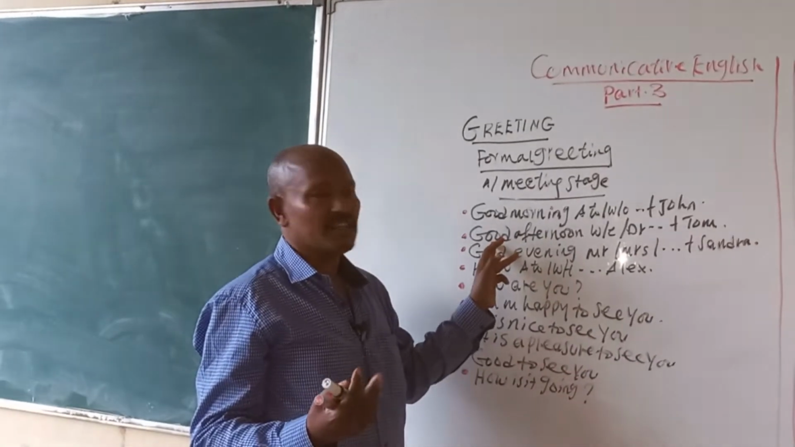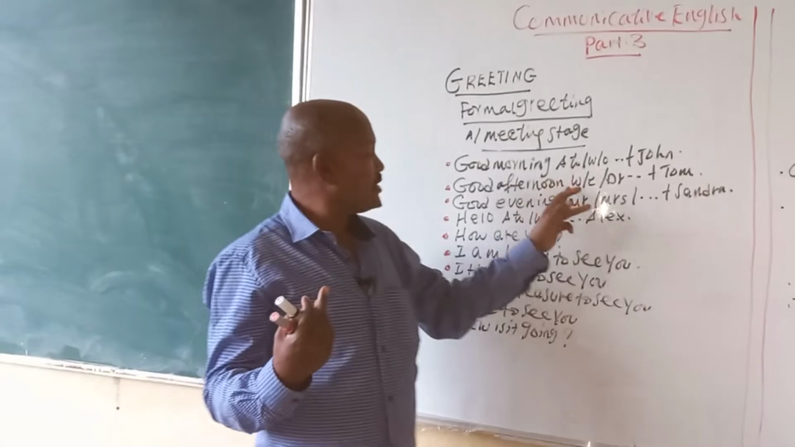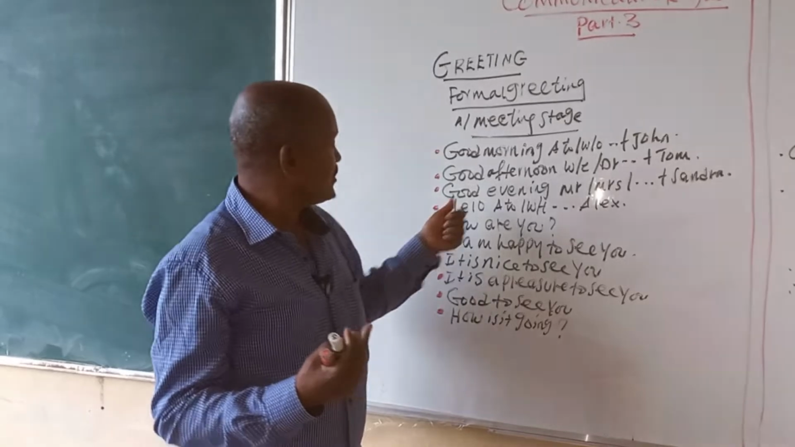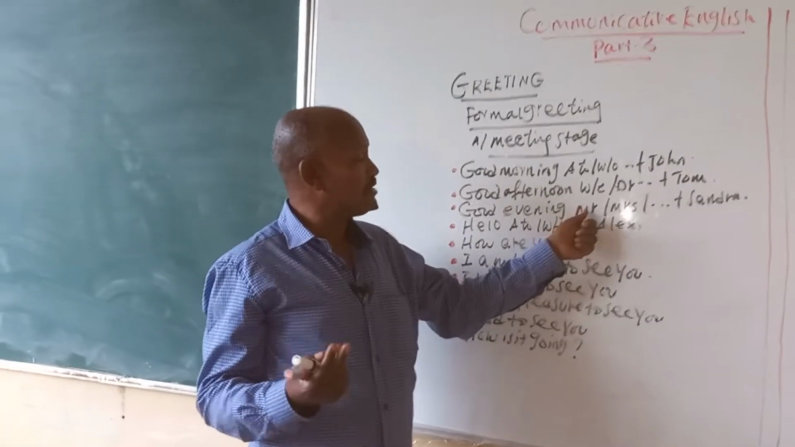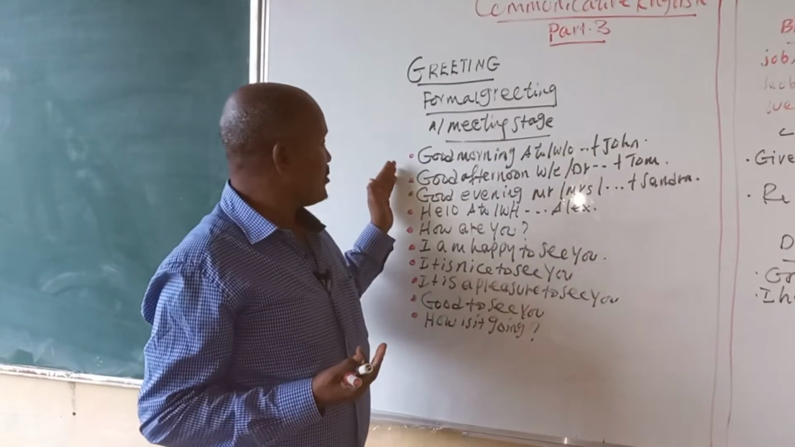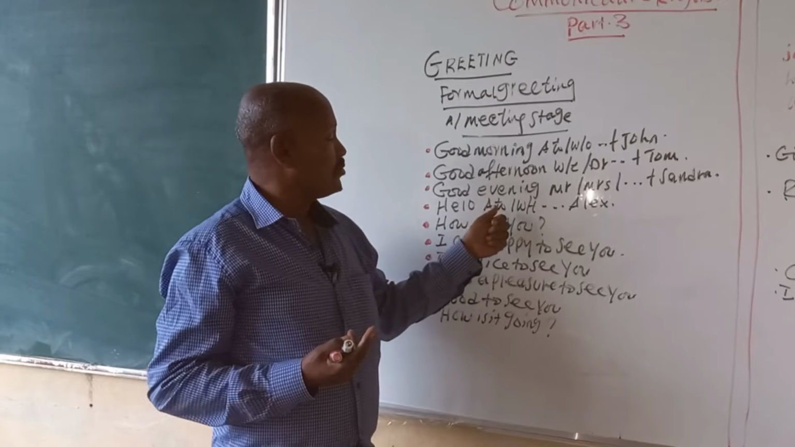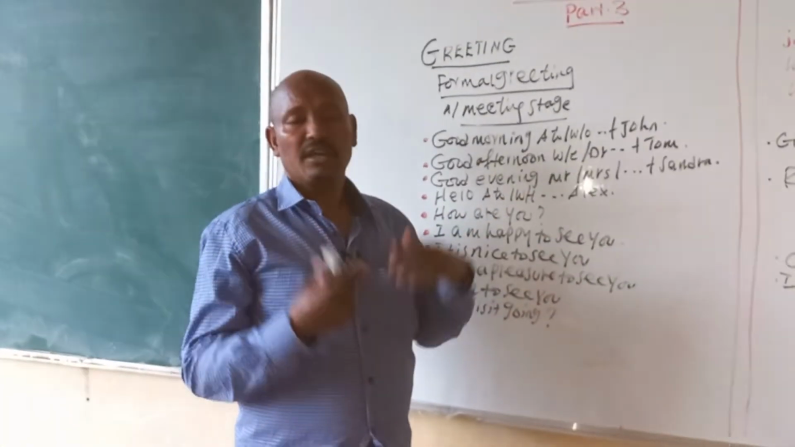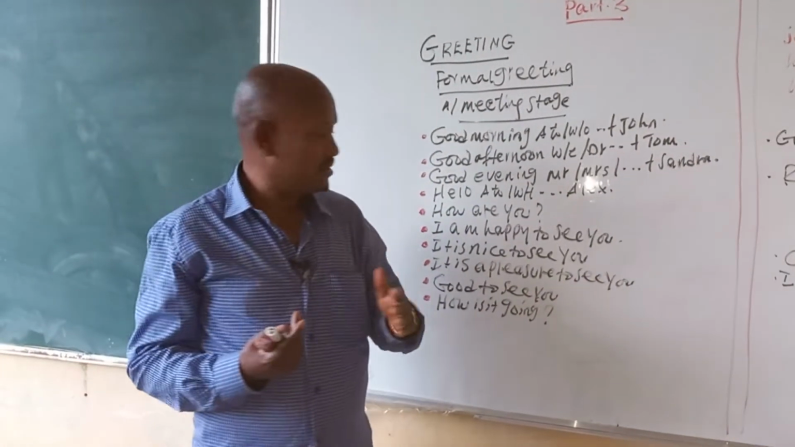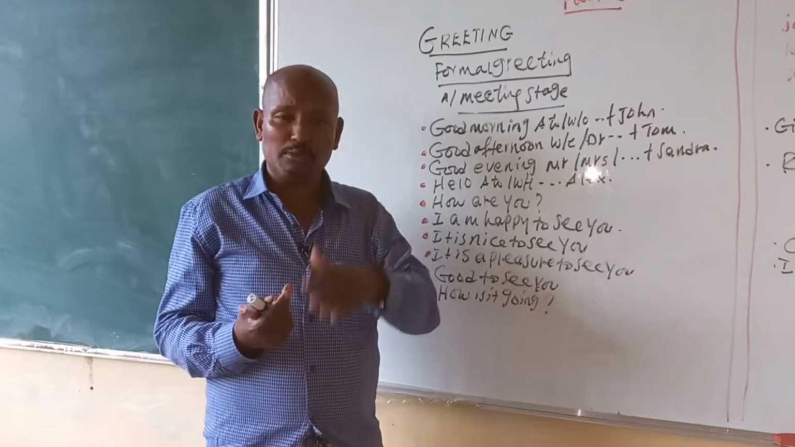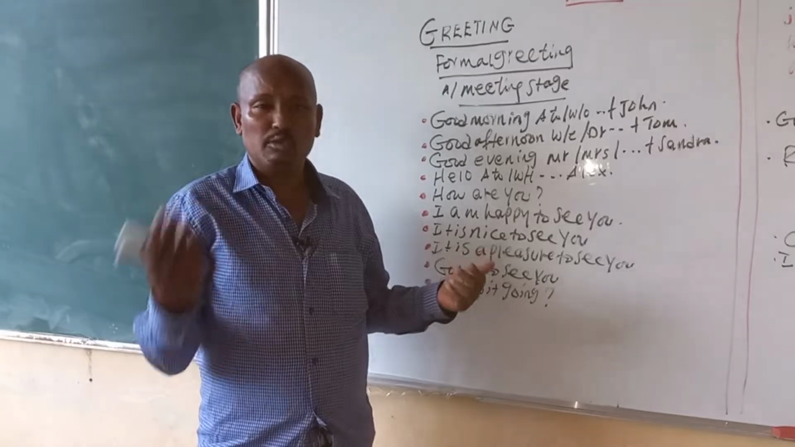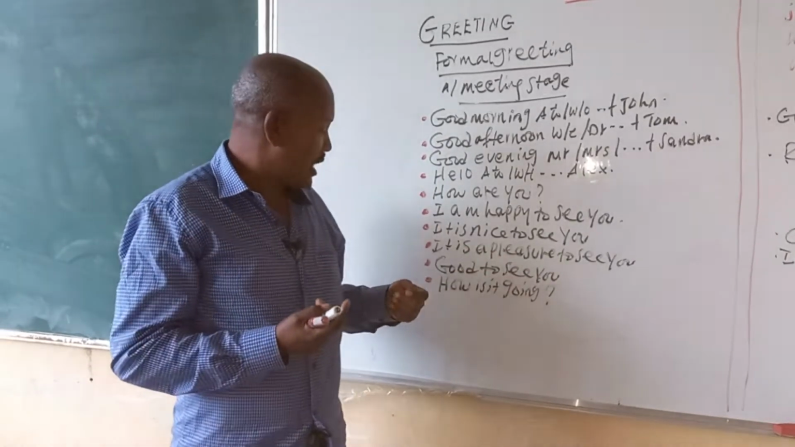And good afternoon, if it is in the afternoon, plus Wezero or doctor plus the name of the person, Tom. And the other, good evening, if it is in the evening, Mr., Mrs., plus the name of the person, Sandra. These are some of the expressions. And the other one is hello, plus title, Ato, Wezero, and the name of the person. And the other, how are you plus the name of the person. And I'm happy to see you, it is nice to see you, it is a pleasure to see you, good to see you, or how is it going?